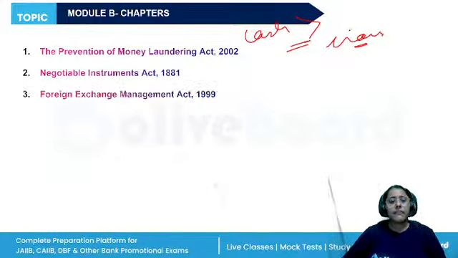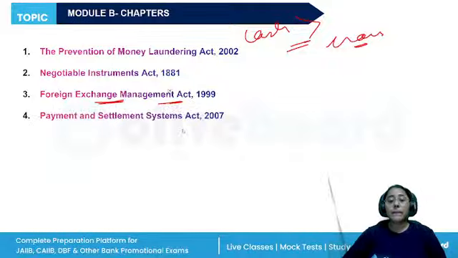Okay, then we have the Foreign Exchange Management Act whenever we are dealing in any foreign currency, right? Any export, import, investing in securities. What is the role of the authorized person? What are the penalties for the contravention of the FEMA Act?